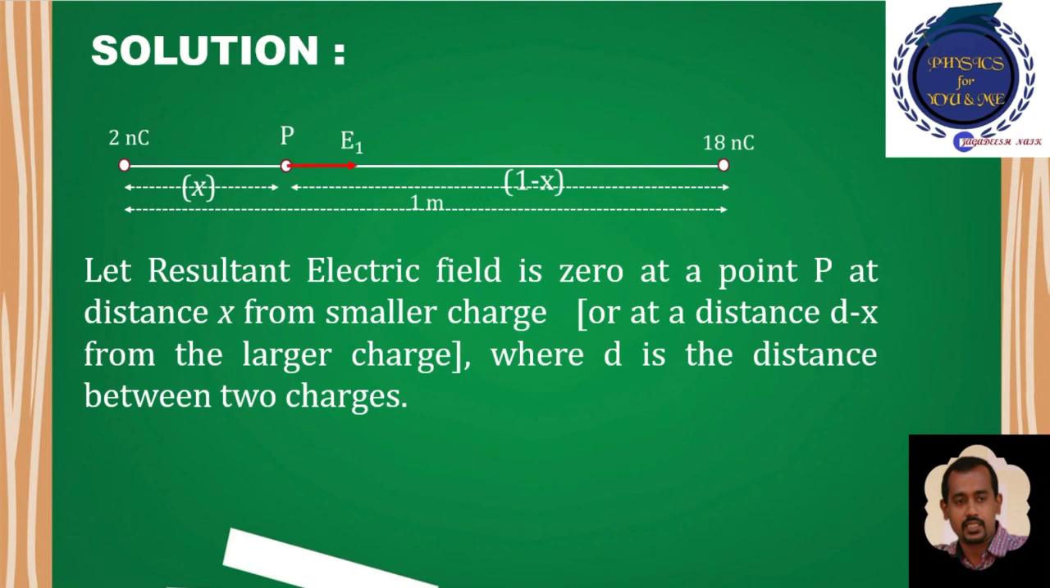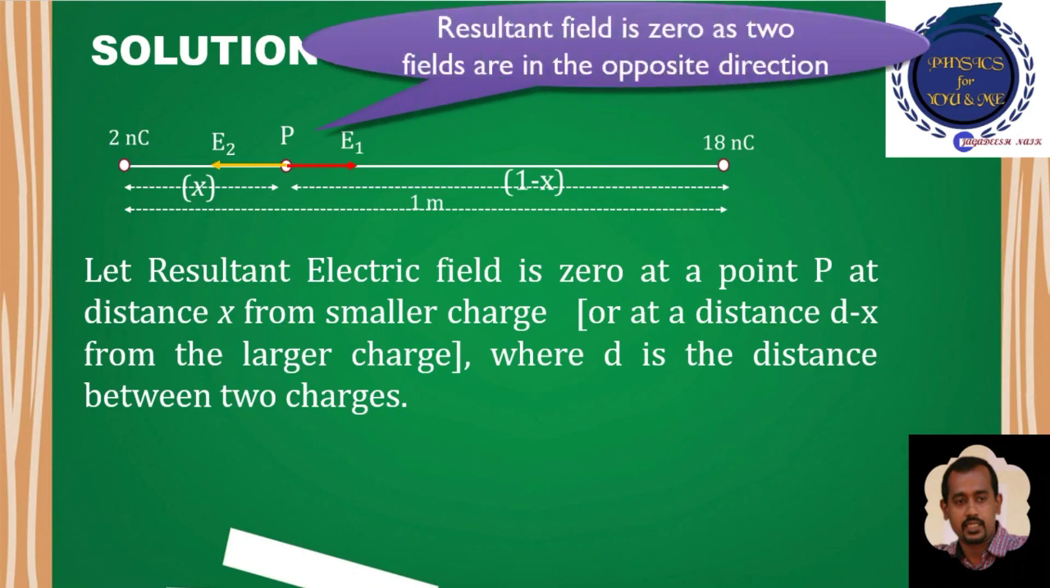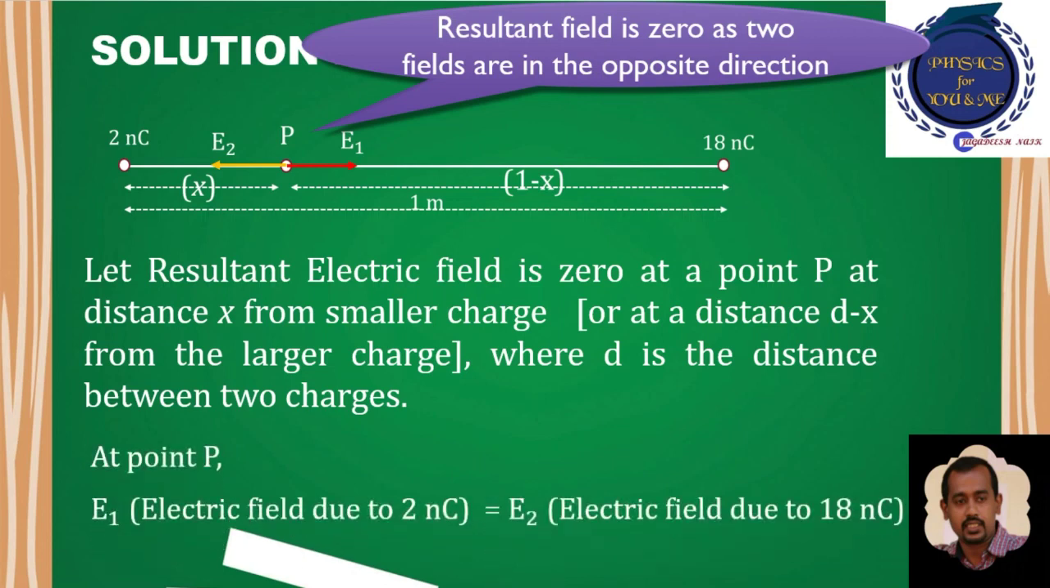So therefore, due to the 2 nanocoulomb charge, the field is represented as E1 and it is away from the 2 nanocoulomb charge, whereas the yellow arrow will be representing the E2, which is the field due to the 18 nanocoulomb charge. Both are in opposite direction and at point P they should be equal, so that the resultant field is 0, as the two fields are equal and opposite in direction. So therefore, E1 should be equal to E2 at the point P.